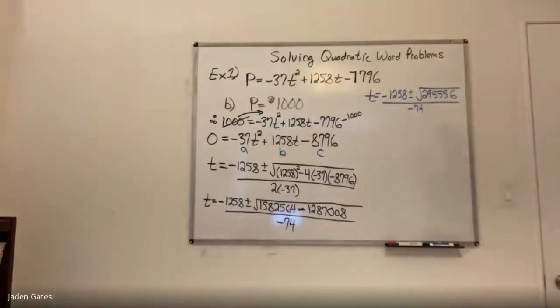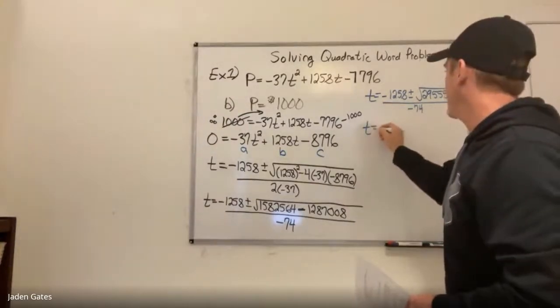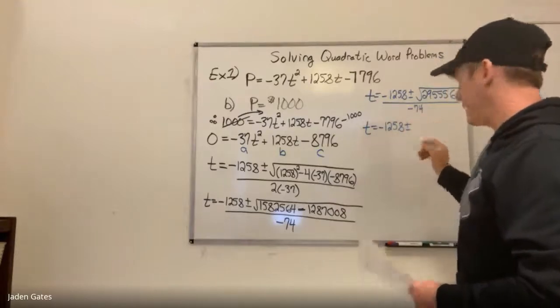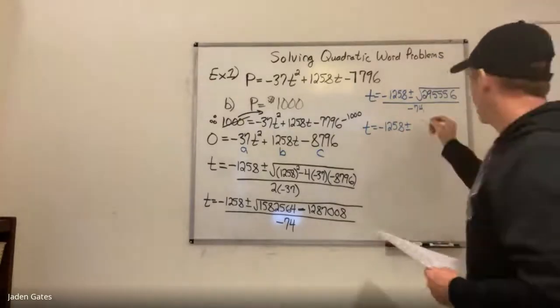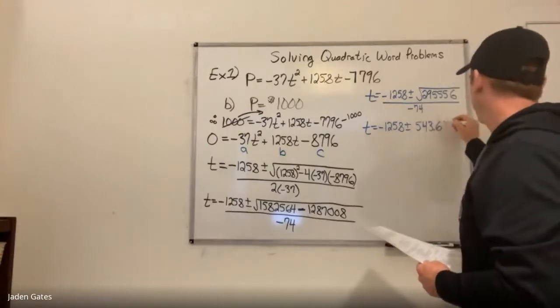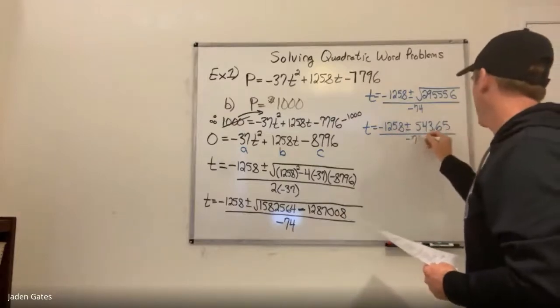So 295,556. All right, then I'm going to take the square root of that. So again, I'm going to have T equals negative 1258 plus or minus. That number is 543.65 divided by negative 74.